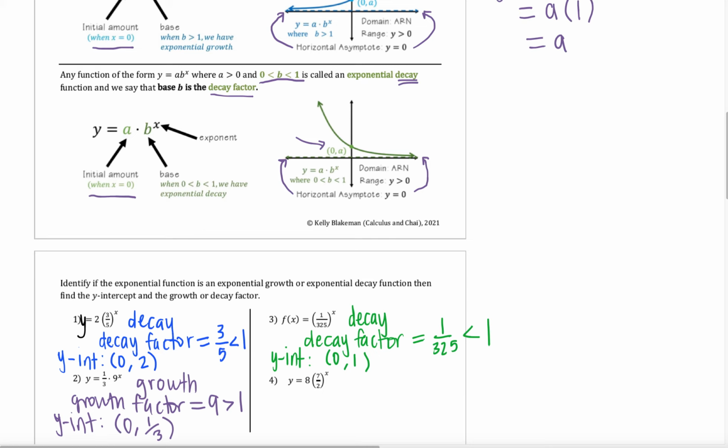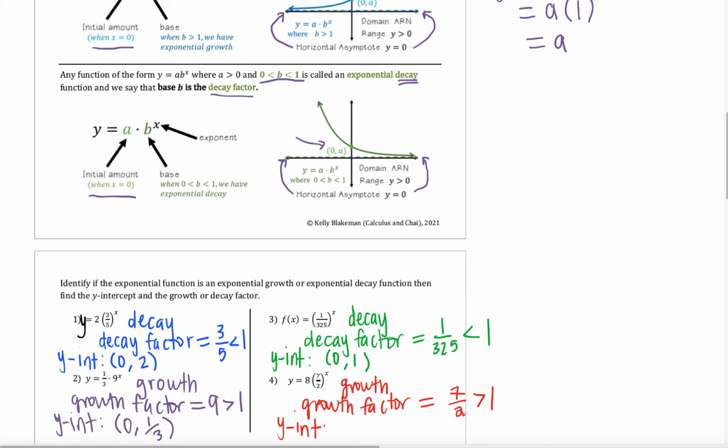Okay, let's look at our last example of this type. We have y equals 8 times 7/2 all to the x. Why don't you guys pause the video and decide if we have an exponential growth or an exponential decay. So in this case, we do have a growth, and that's happening because 7/2, which is our base, is bigger than 1. So it is written as a fraction. I could rewrite it as a decimal if we wanted to, but 7/2 is bigger than 1, so this is an exponential growth then.